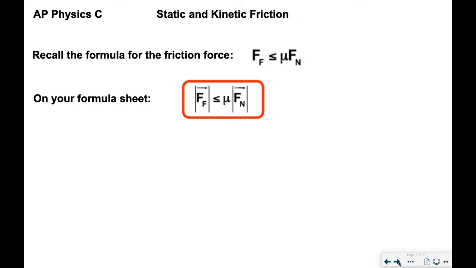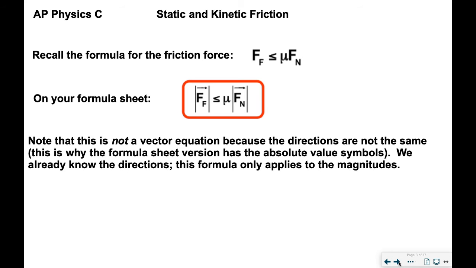So some of this material is going to seem like a review. Certainly the formula is going to be familiar. Magnitude of the friction force: Ff is less than or equal to mu times Fn. On your formula sheet, it's shown with absolute value symbols. We note that this is not a vector equation. The directions are not the same.